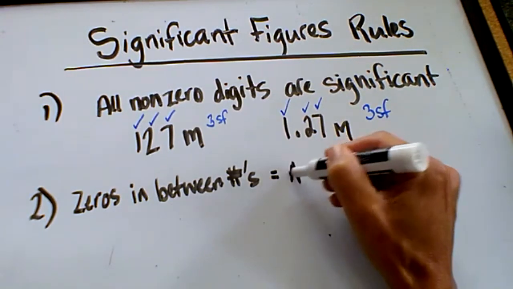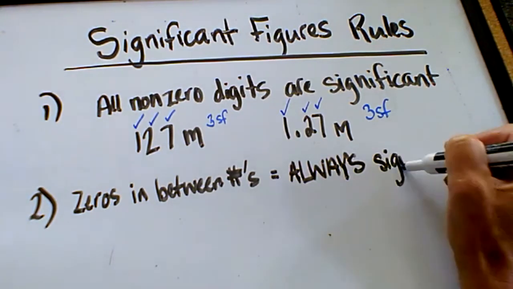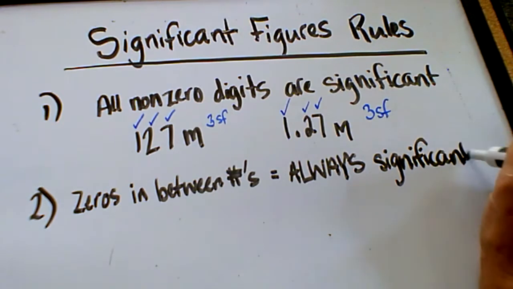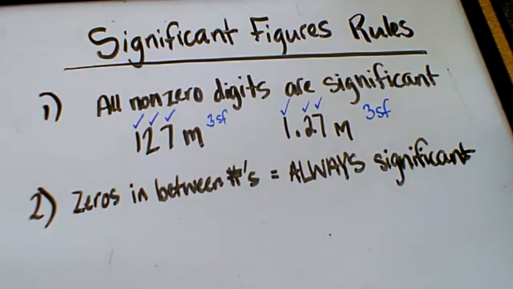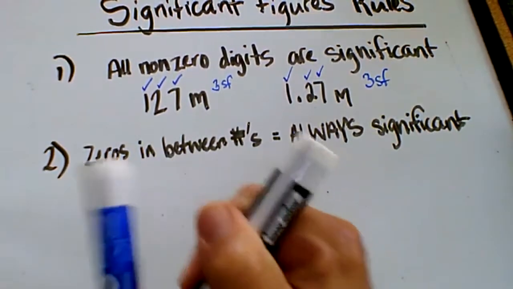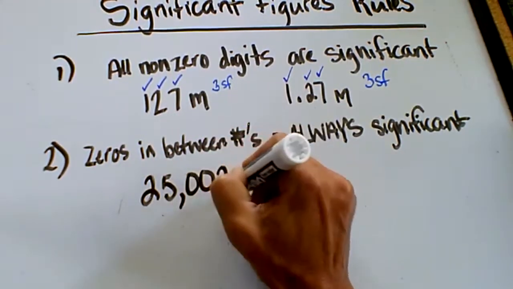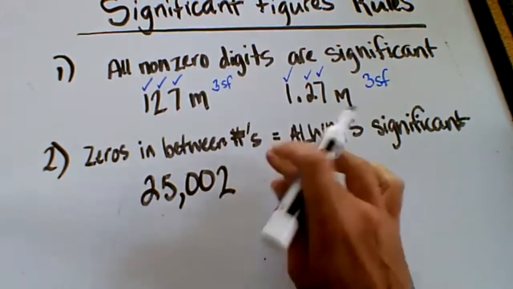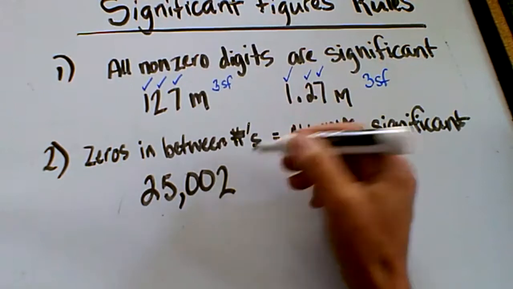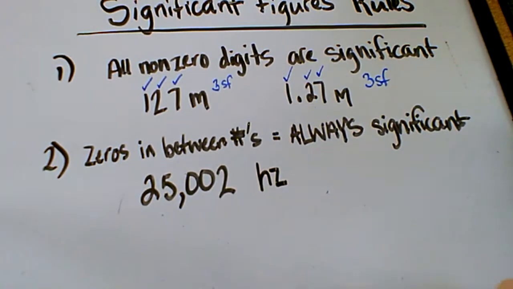They're the easiest. They are always significant. Always significant. Always. There's no ifs, ands, or buts about it. So if I have a value that says 25,002, it needs to be a unit of measurement, right? It needs to be measuring something. Let's say, I don't know, hertz. Hertz, it's frequency. But my big point is, well, how many significant figures are in this measurement?